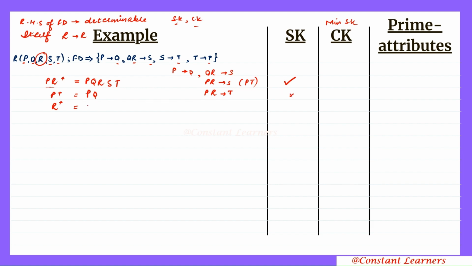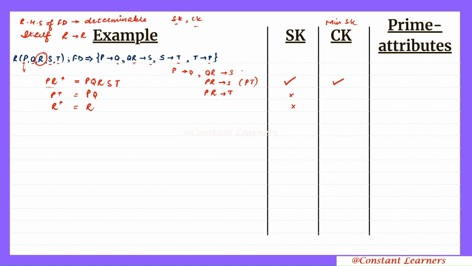Then R. R can only determine itself. There is no other attribute that R can determine. So this is also not the super key, right? That means PR will become the candidate key. Simple. We started with the attribute that is not present on the right hand side, combined it with one other attribute, and we got our first candidate key.